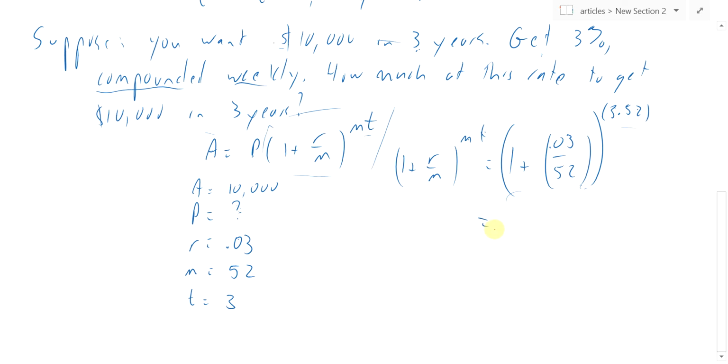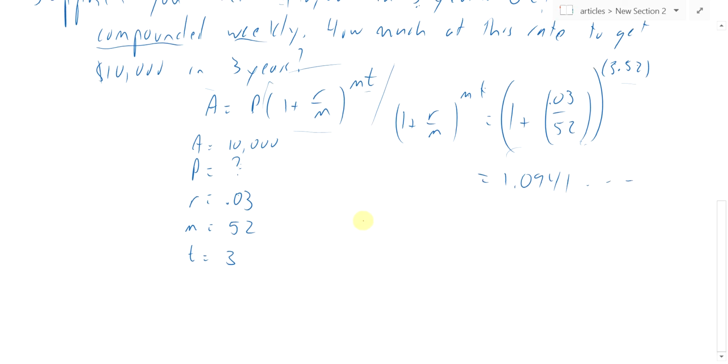And so if you grind that into your calculator, you should get out a number that starts out 1.0941 and more digits depending on how much accuracy you have there. Okay, so A is 10,000, and so P should be 10,000, that's my A, divided by this number, 1.0941, more stuff, right? So it's A divided by this whole part, and that gives you P.